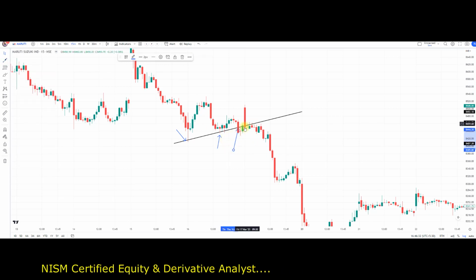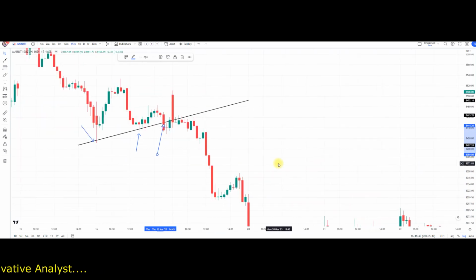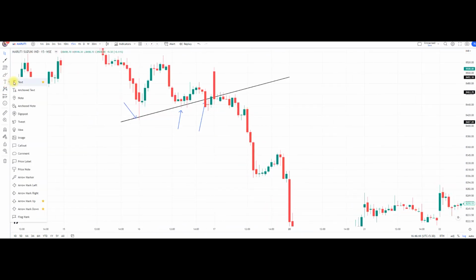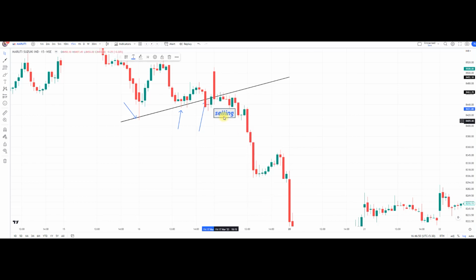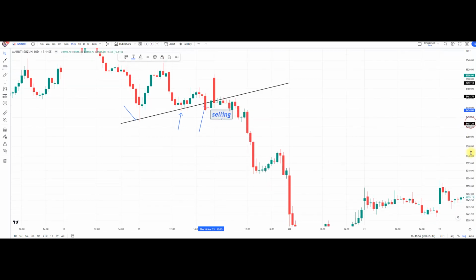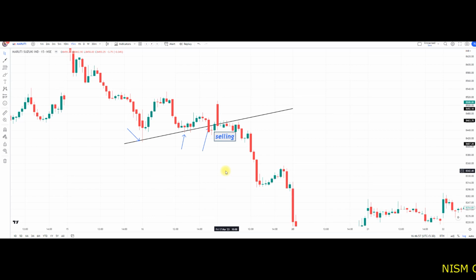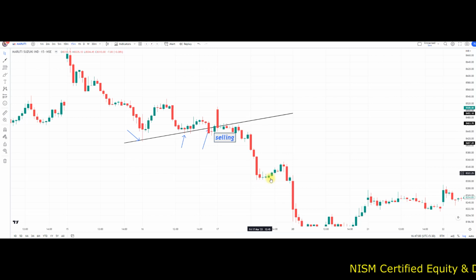Again the next day, the red candle, that is the 9:15 candle, closed below this trend line. So we can look for a selling trade. Below this red candle, one can enter into the sell trade. So here, selling. This is for intraday, as it is a stock and we are looking for intraday trading. Below this, we can look for sell.